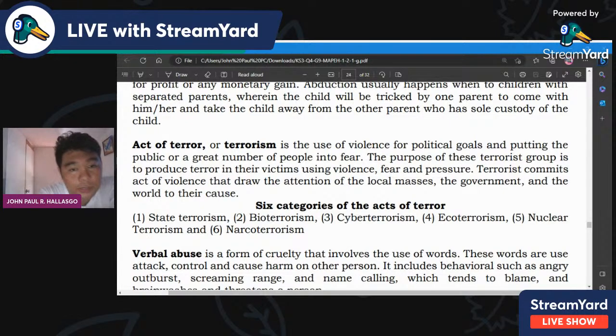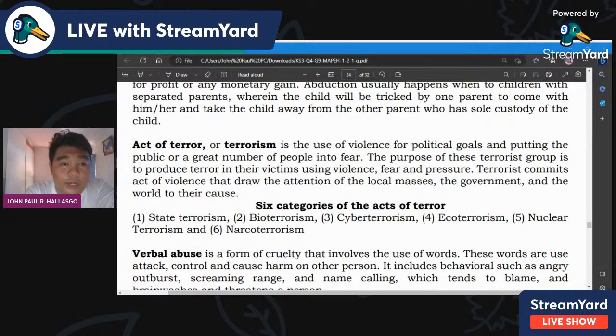So terrorism is the use of violence for political goals. That's one thing na dapat natin tandaan: political goals, and putting the public or a great number of people into fear. They are using fear in order to change some status quo and politics in the society. And the purpose of these terrorist groups is to produce terror in the victim using violence, fear, and pressure. So that's their way para mabago ang kung ano man yung established na meron sa society.